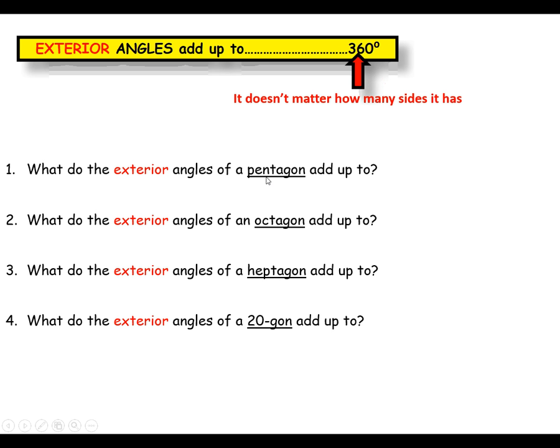So what do the exterior angles of a pentagon add up to? And an octagon and a heptagon and a 20-gon? 360, 360, 360, 360.